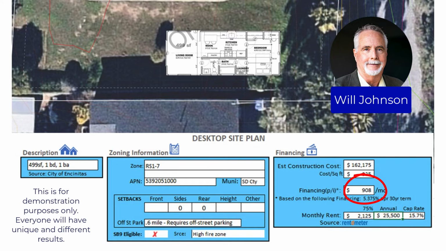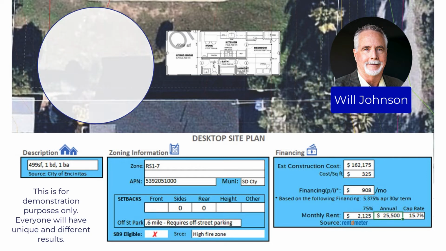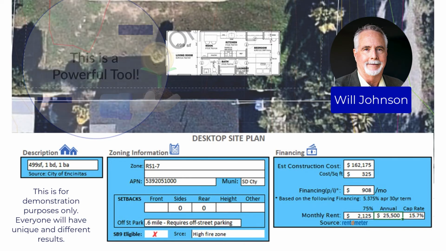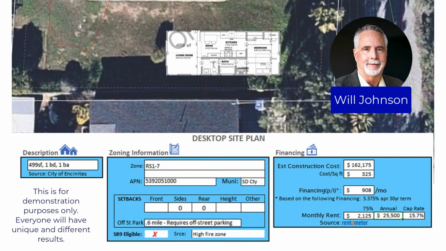So think about what we just did. We just created an affordable house, 1-bedroom, 1-bath in the San Diego area for $908 a month. That's literally unheard of without some massive government intervention. So very, very powerful that we can create affordable housing as intended by the ADU ordinances.